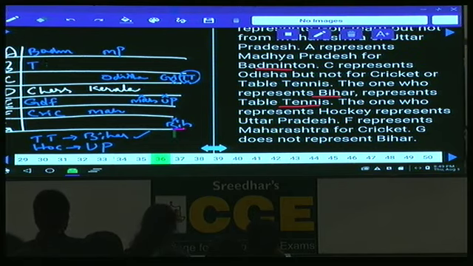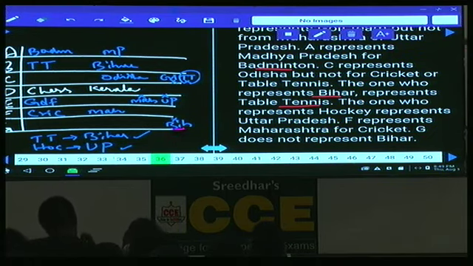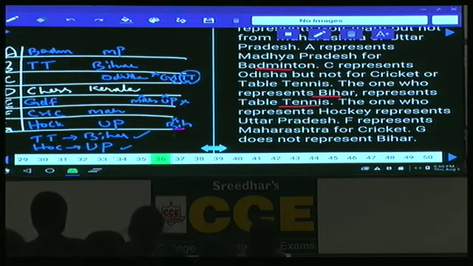So who must be table tennis here? B is table tennis, and this is Bihar. Then hockey and UP: this person cannot be UP, and so G is UP and the game is hockey. Then what is the other game left over? Badminton, table tennis, billiards. Now C is billiards.